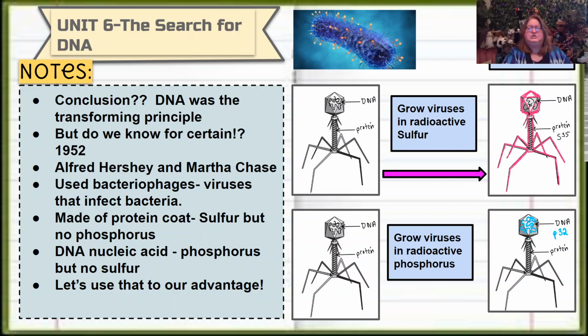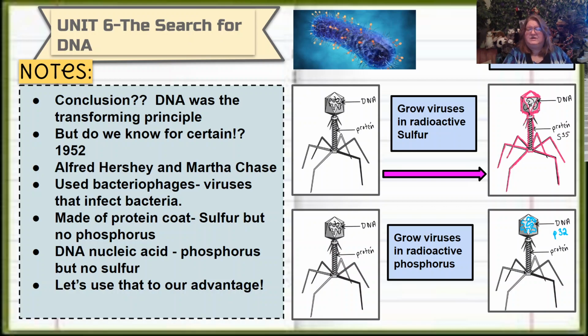And so they made two batches. One batch made viruses that were made with radioactive sulfur. Now, if you grow viruses in a medium with, of course, the bacteria that they infect and radioactive sulfur, you're going to get bacteriophages with radioactive protein coats. Now, the DNA is not.